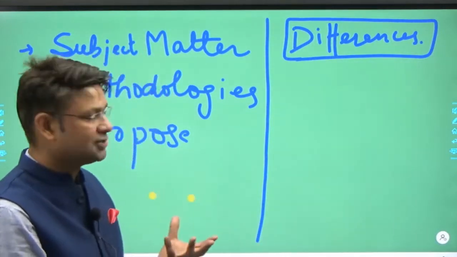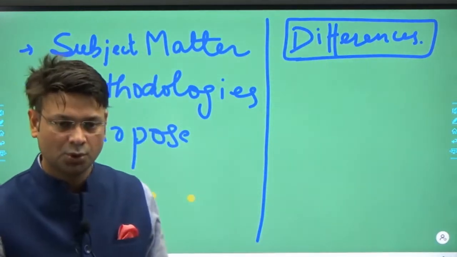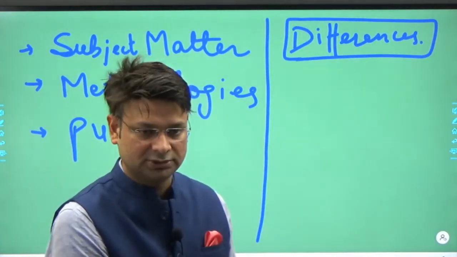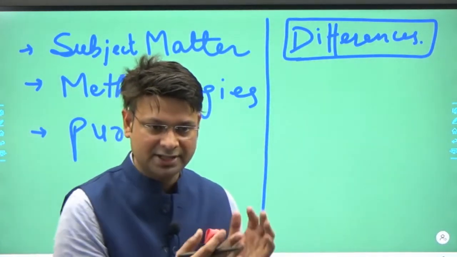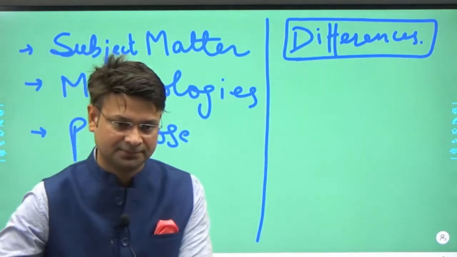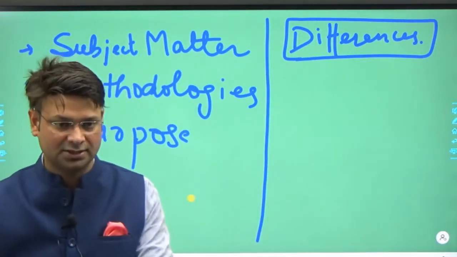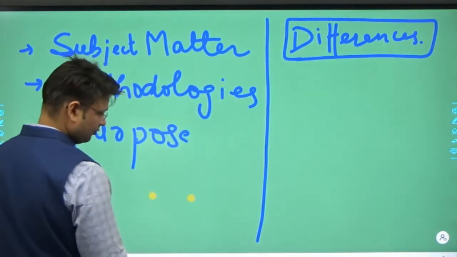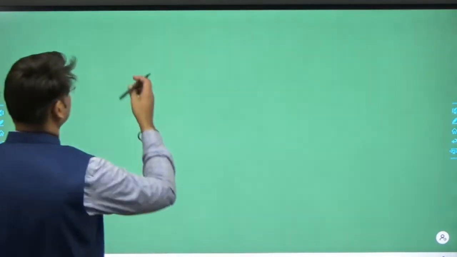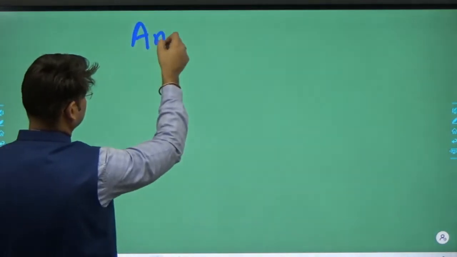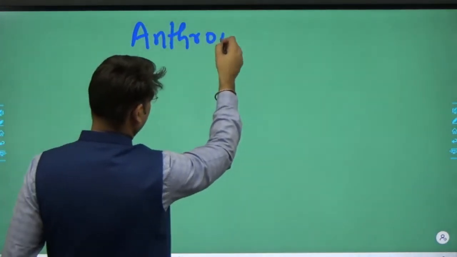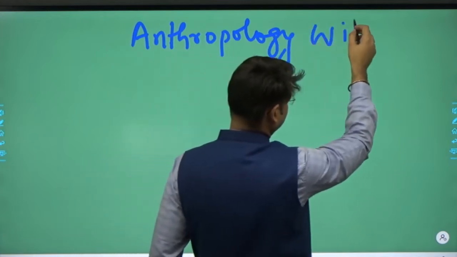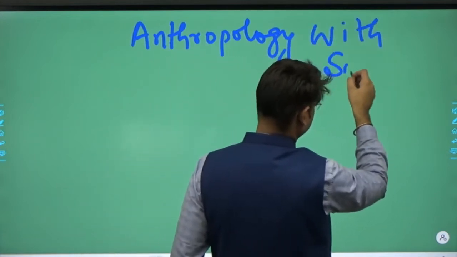So these are the relationships, and by these relationships we can better understand the breadth of anthropology, how it shares boundaries with other disciplines. That is our objective of today's lecture. So let us start with the relationship of anthropology with sociology or social sciences.